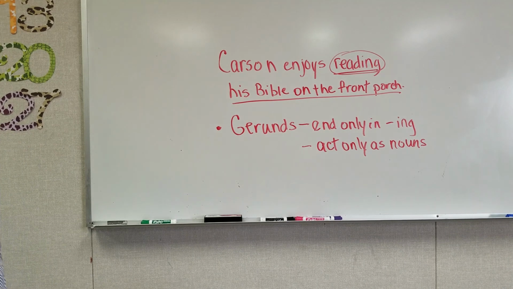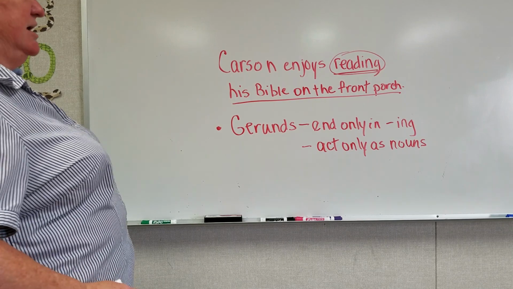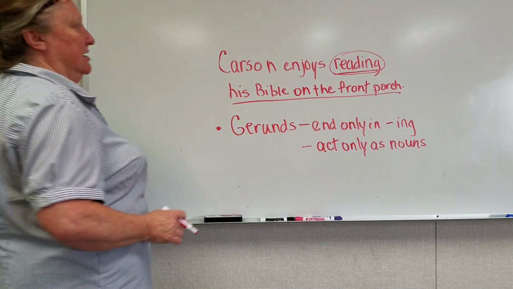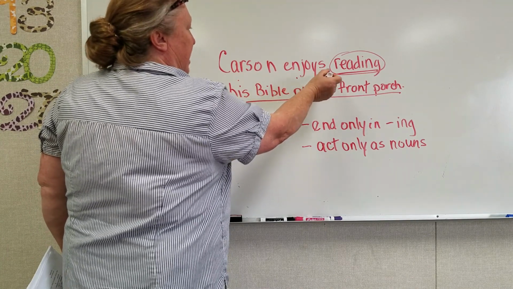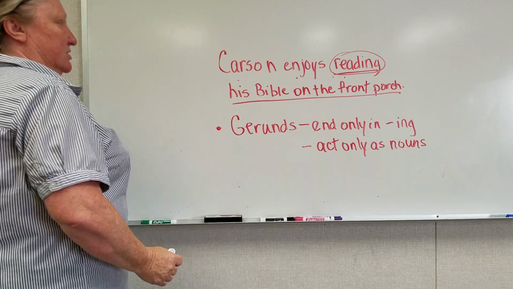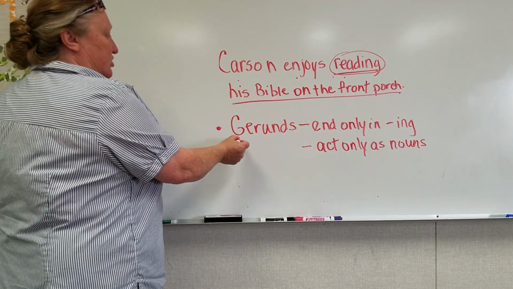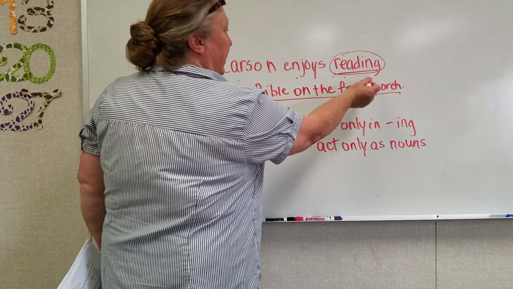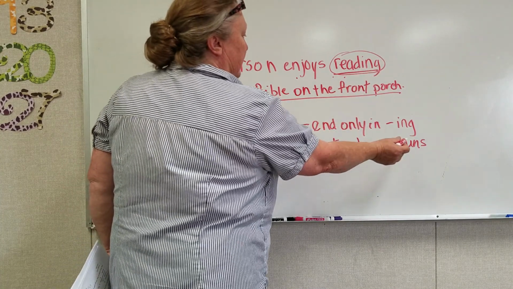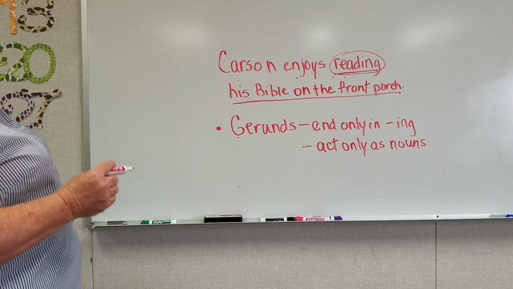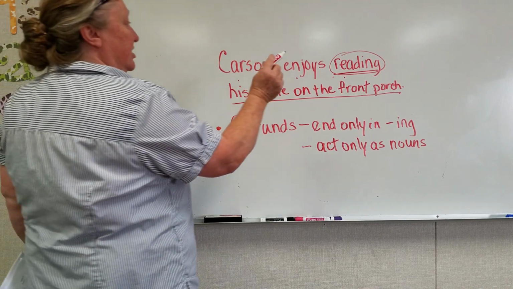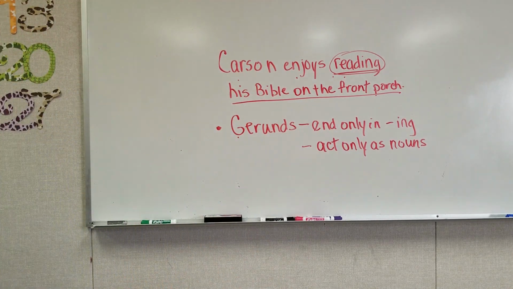Okay, so here we have Carson enjoys reading his Bible on the front porch. Do you see a word that looks like it should be a verb, but it's not? It is reading. Carson, this is your verb, enjoys, and this is the thing that he enjoys. So this is a gerund. Remember that gerunds end only in ing and act only as nouns. It's not the only verbal that acts as a noun, but it will never act as anything else except a noun. If it ends in ing and is being used as a noun, then it is a gerund.